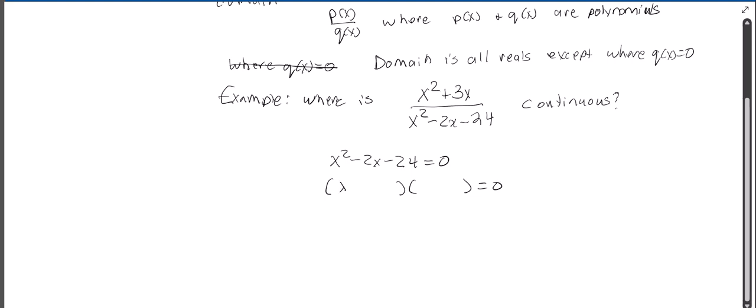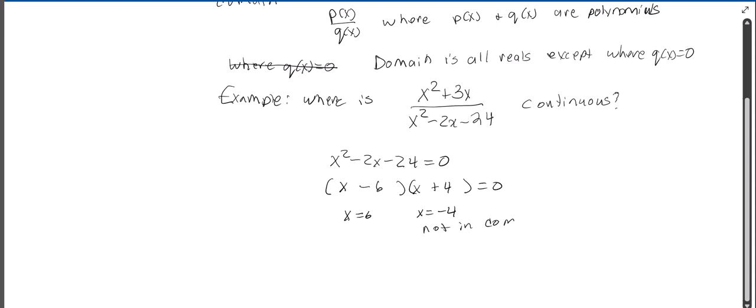No number out in front. Good. That makes it easier. Two numbers that multiply together to give negative 24 and add together to give negative 2. That'd be negative 6 and positive 4. And so x equals 6, x equals negative 4. These are numbers that are not in its domain.